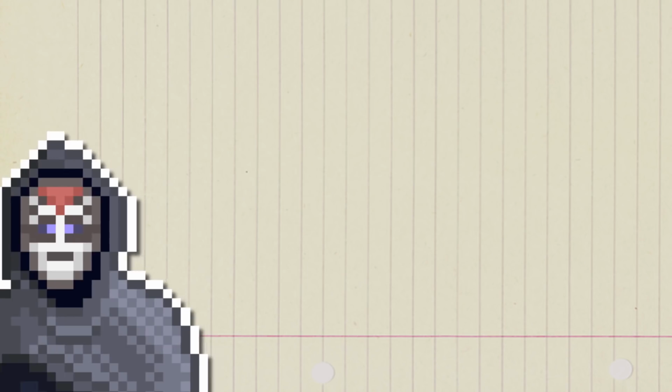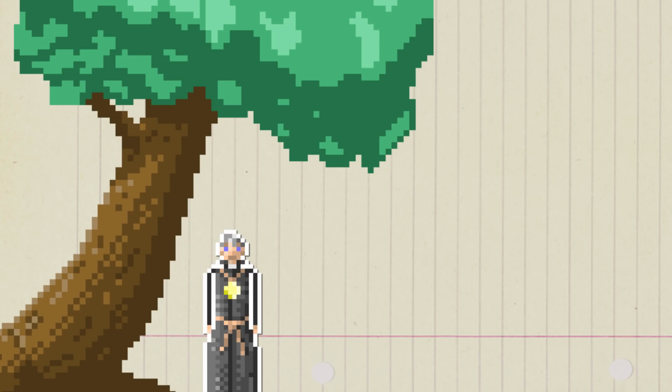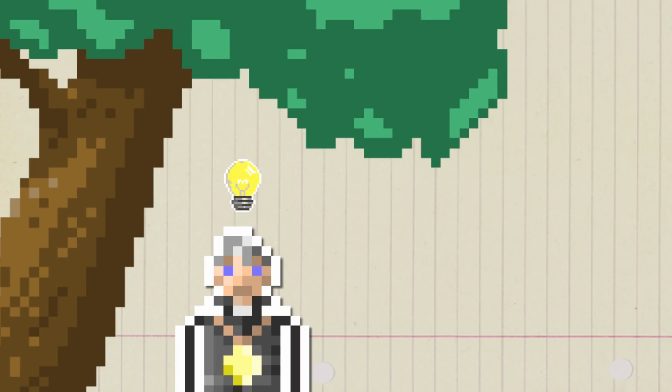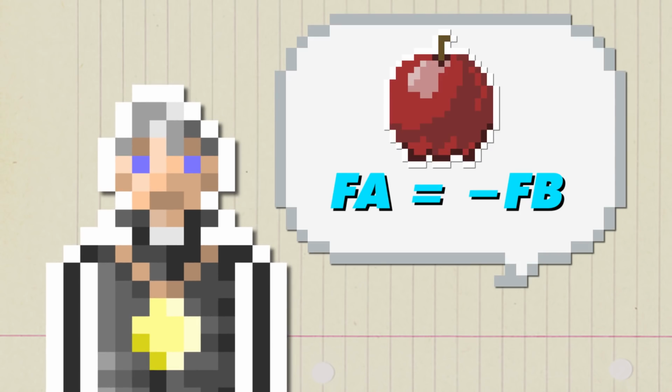I want to start this video with Isaac Newton. In Newton's third law, he states that every action has an opposite, yet equal reaction. Well, it actually states that for every external force that acts upon an object, there is a force of equal magnitude but opposite direction which acts back on the object that exerted the initial force.